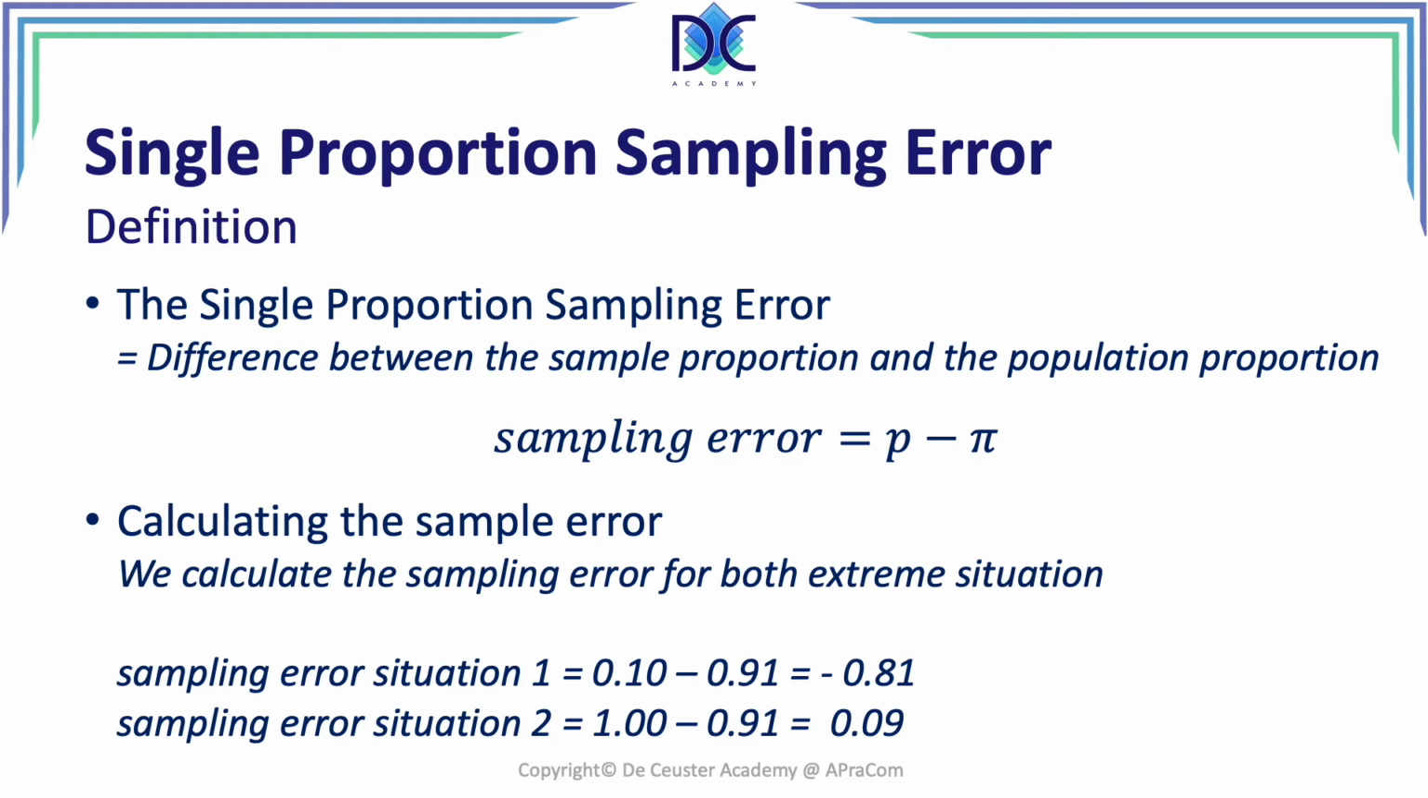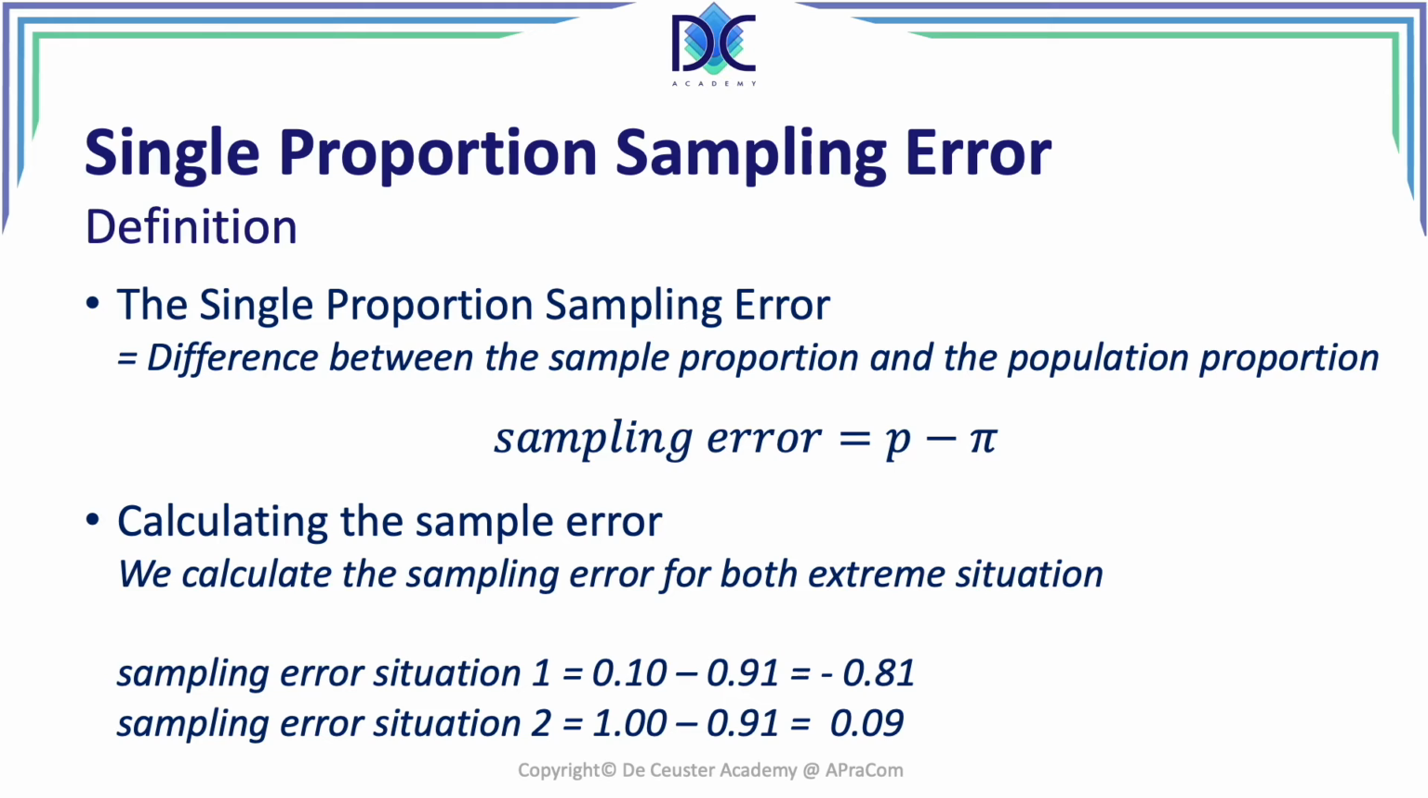In situation 1, we selected 5 out of 50 which were in fact no, because we have a maximum of 45. So we can select 45 yeses or no's out of 50, but we still have 5 that can be no. So basically we find 0.1 minus 0.91, a sampling error of minus 0.81. And for situation 2, we have 1 minus 0.91, which is 0.09.